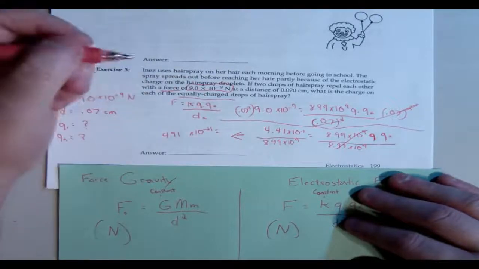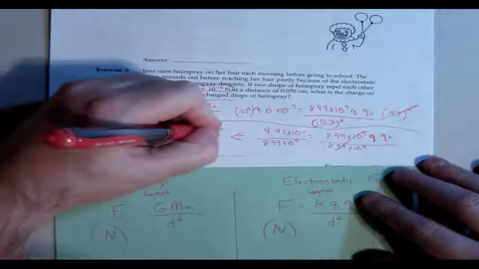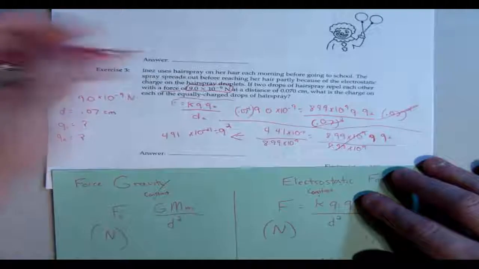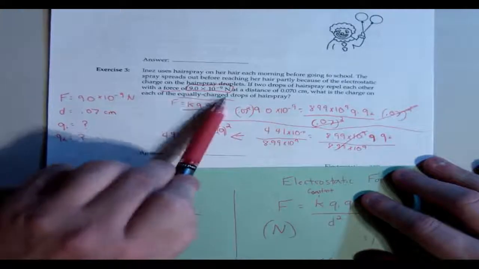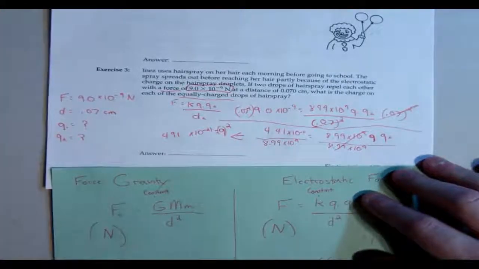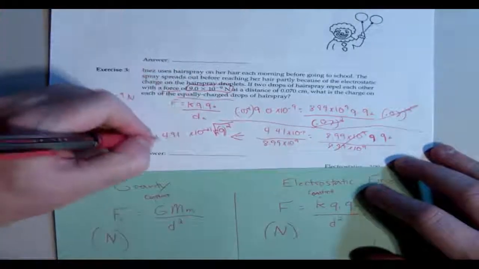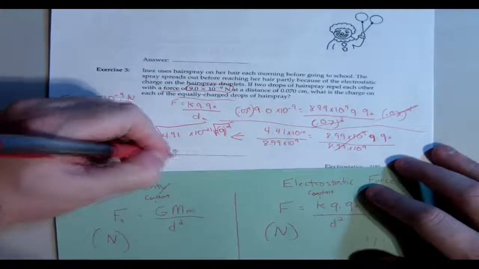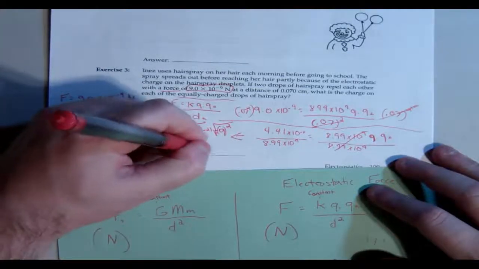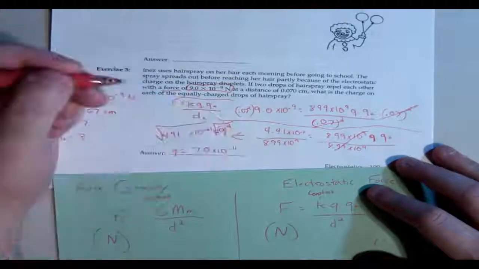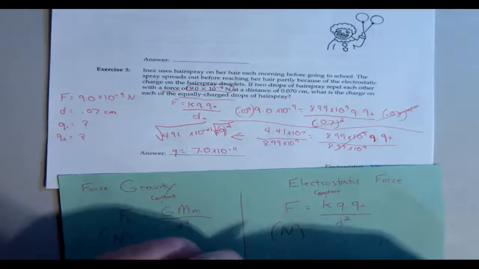So instead of writing Q1 times Q2, because they are the same charge, I'm going to write Q squared. And that's going to make it easier for me to finish it. So we want to get rid of this square. What do we do? We square root this side, which means we square root this side. So Q equals, in other words, the charge of 1 and 2 should be about 7.0 times 10 to the minus 11. And there you go. You know this is Q1 and Q2 because, again, they're the same charge. So we have solved it.